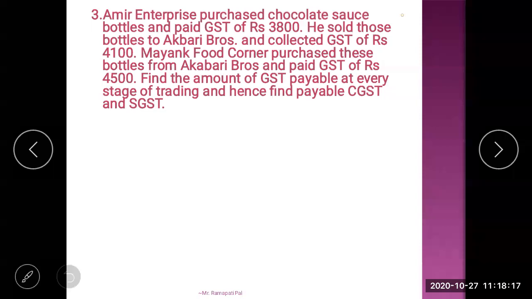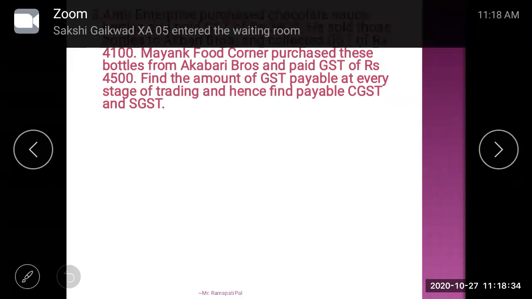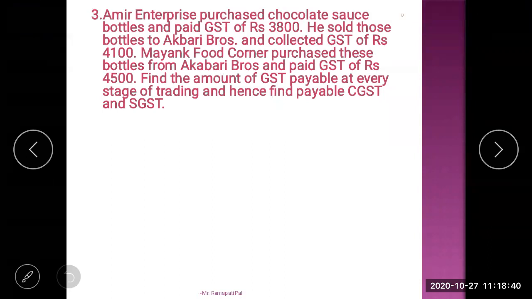Yes. Now here, Amit Enterprises sold to the Akbari Brothers. Akbari Brothers sold to Mayank Food Corner. Correct? Yes or no? Okay. So let's see. Tax collected by Amit Enterprises. One by one we will come. First we will see Amit Enterprises, then Akbari Brothers, and then Mayank Food Corner. Okay. So first up we will say input tax.